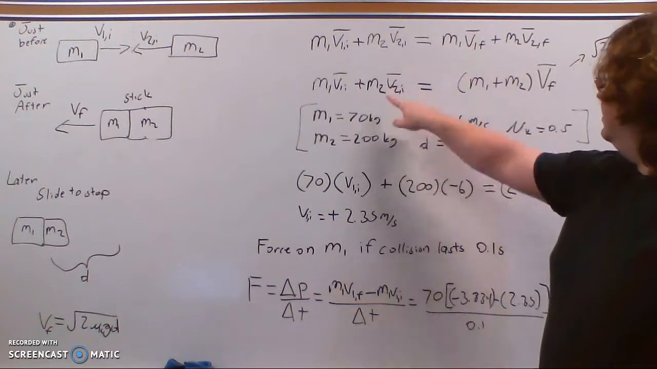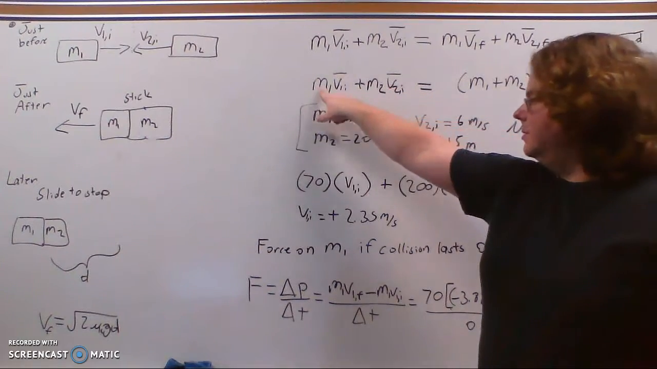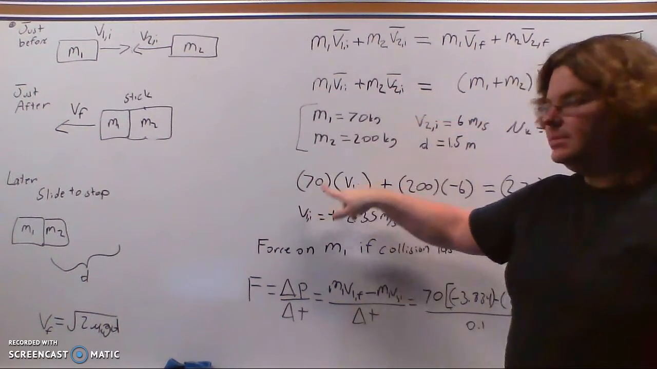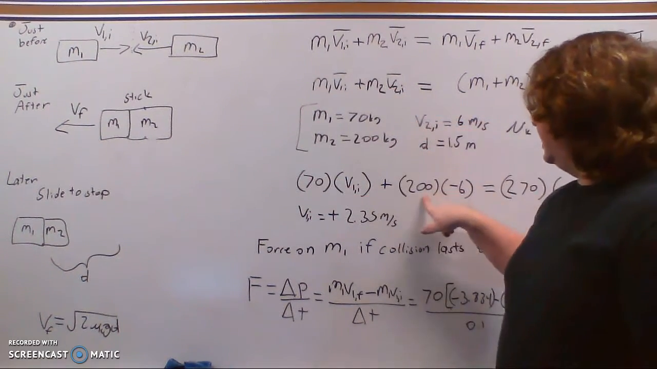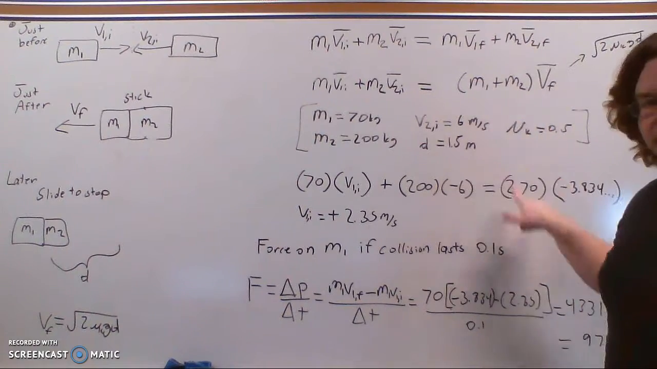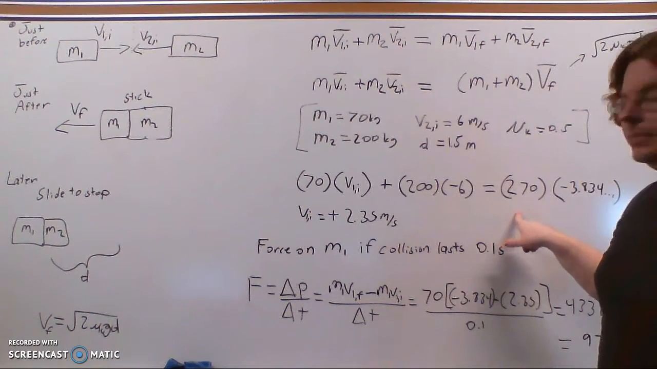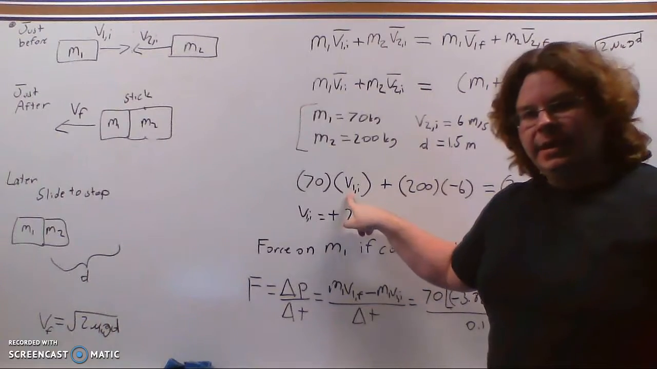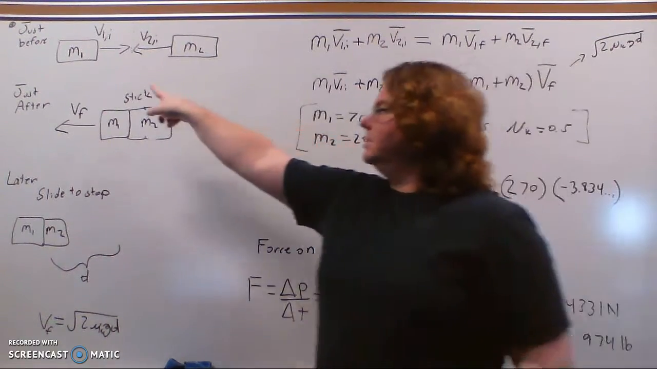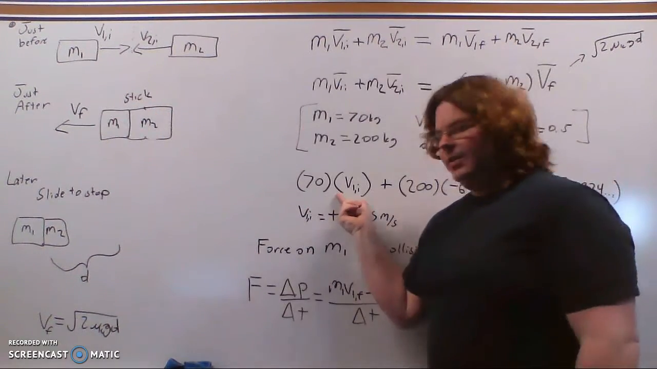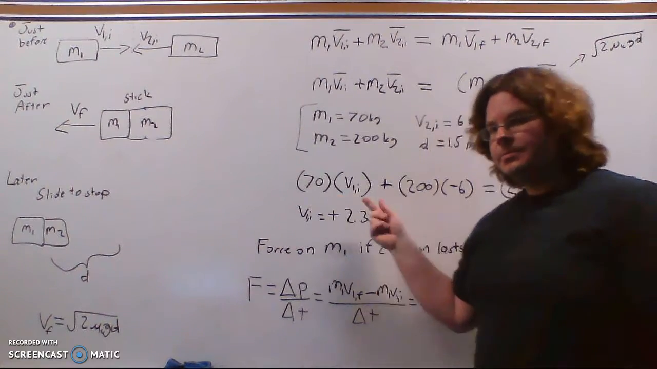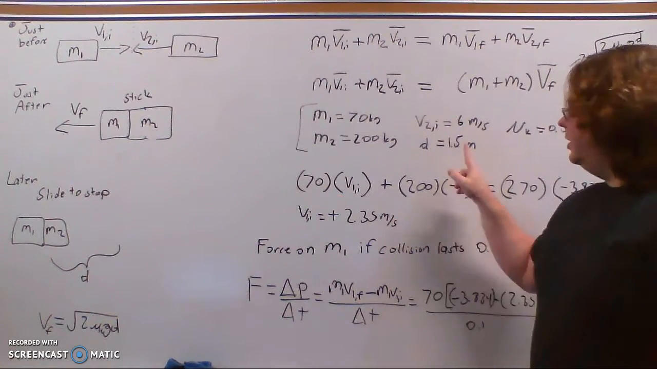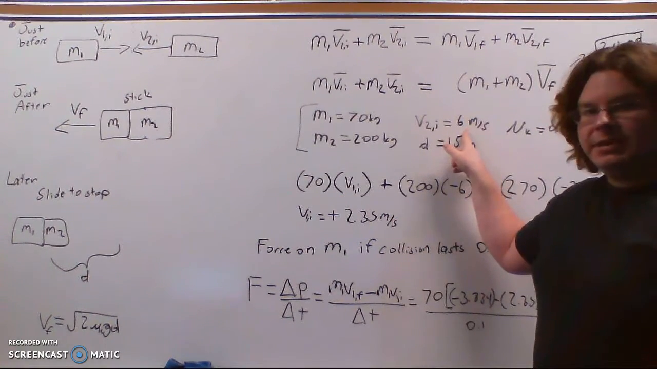So we go to this expression and start plugging in numbers. The mass 1 is, of course, the 70 kilograms. The mass 2 is 200 kilograms. The sum of those would then be 270. We don't know how fast the smaller person was initially traveling, so right now that variable is left as a variable. We do know how fast the larger person was traveling, 6 meters per second.